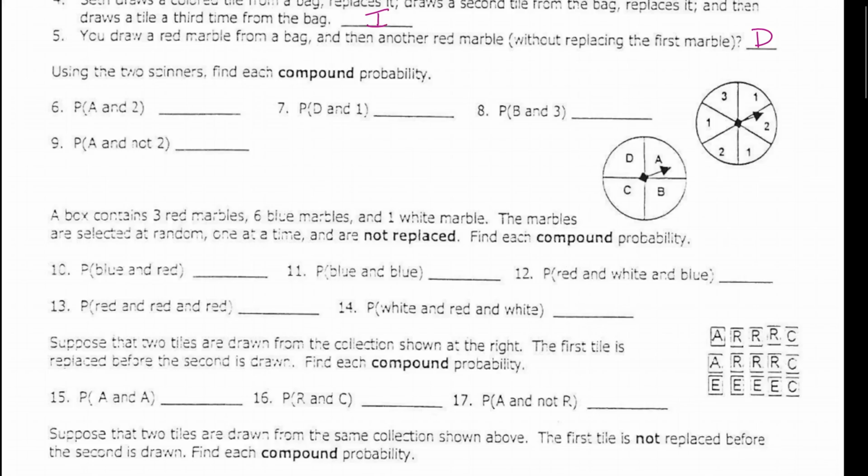So here we have a compound probability of spinning 2 spinners. Are these independent or dependent events? Independent, right? If I spin a D on this first spin, it has nothing to do with the second spin when I'm spinning the numbers. So we know it has nothing to do with each other. We do not need to subtract the totals.